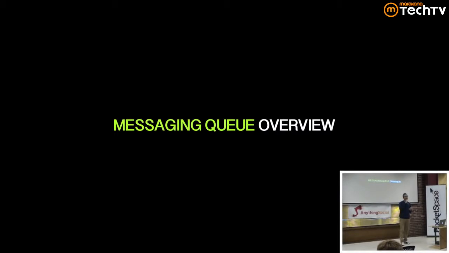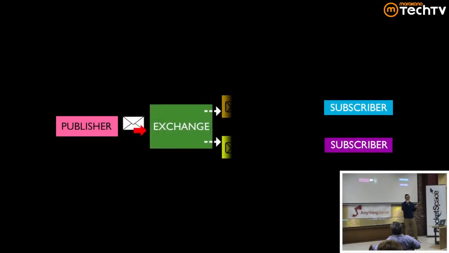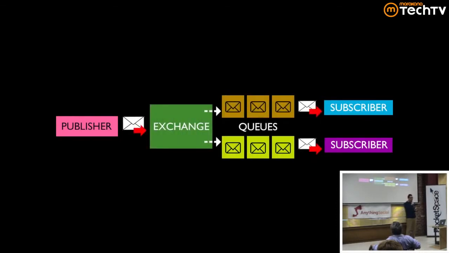The previous series of talks had a really good introduction about messaging queues, so I'm not going to go really deep in explaining what they are. But here are the basics in case you missed it. A publisher broadcasts a message to all the subscribers, and anybody that cares about that message. But rather than sending this message directly to them, it uses an exchange, which itself uses queues, to store all the messages while they get delivered.